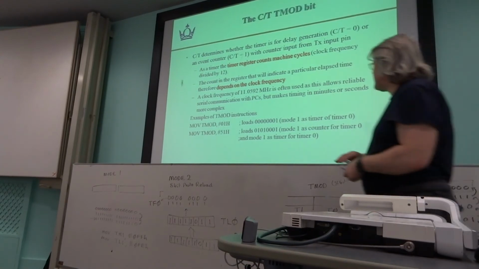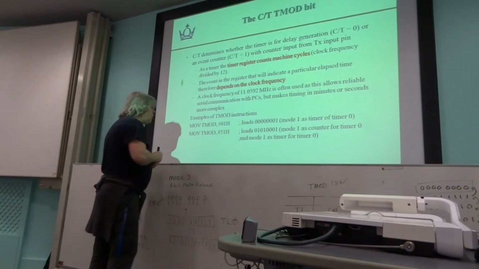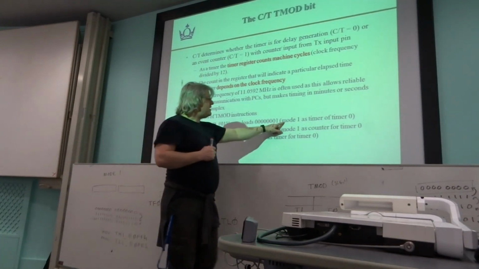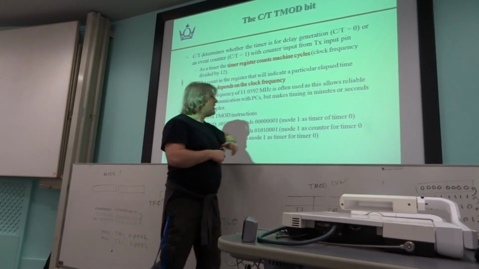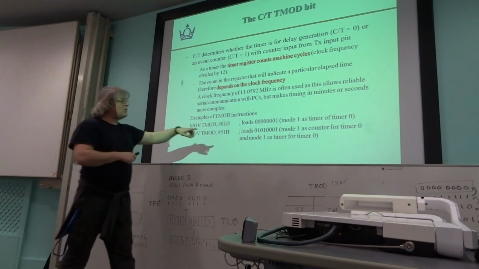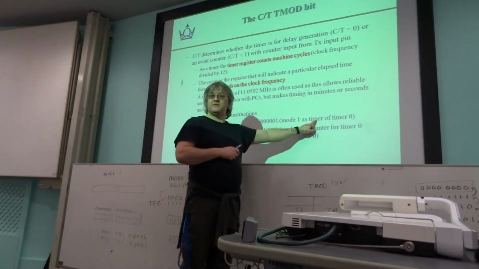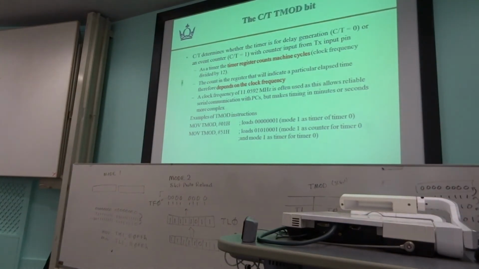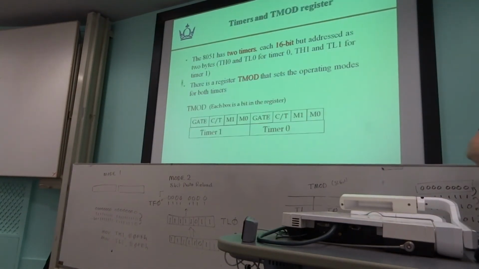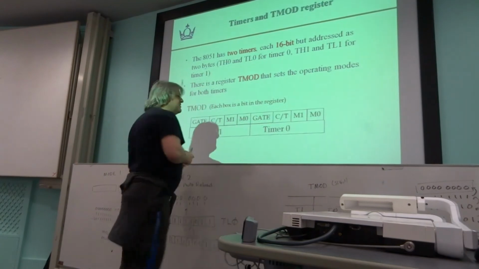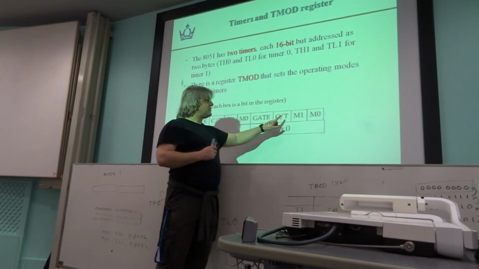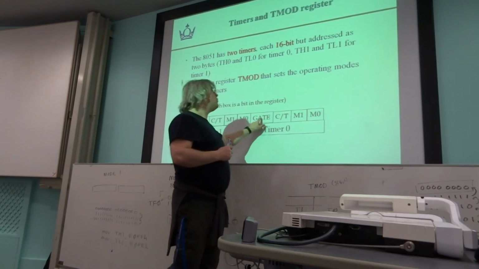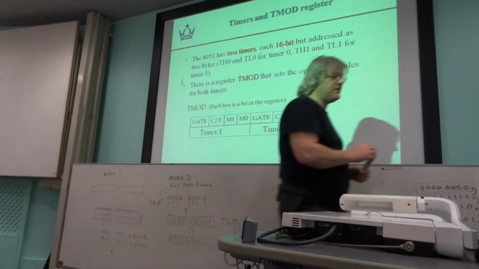So we've got an example here. If you wanted, for example, timer 0 to be in mode 1, and you want it to function as a timer, not a counter. We go back to the Tmod register for a minute, just to remind us what it looks like. So we're talking about timer 0. We want it to be in mode 1. We want it to function as a timer, not a counter. And we don't want the gate to prevent this operation from happening.